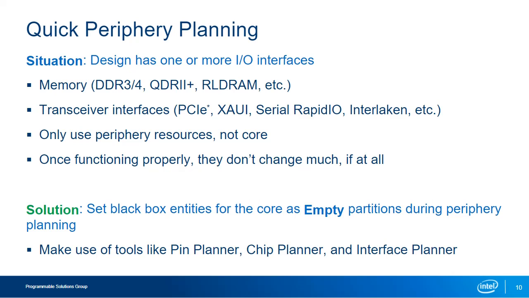Use tools such as the Pin Planner, the Chip Planner, and the Interface Planner, formerly known as Blueprint, to design the periphery. Once the periphery is complete, any periphery blocks can be set to final, and you can continue working on the core. Remember that the top-level root partition does not have a design partition preservation level, so the top will always be final.